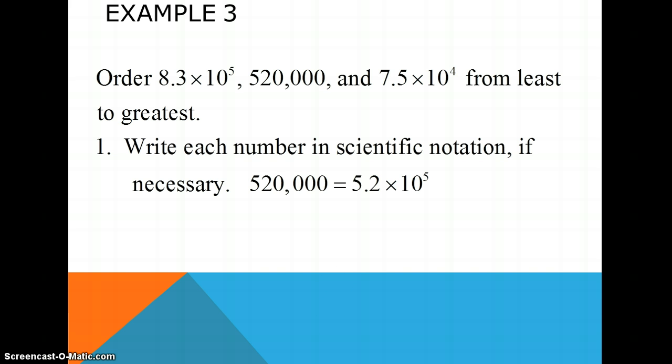Okay, this example wants you to put them in order. Notice that it's least to greatest. So the first thing you've got to do is have them all either in standard form or all in scientific notation. This particular example uses scientific notation. So the first thing you do is change everything to scientific notation.